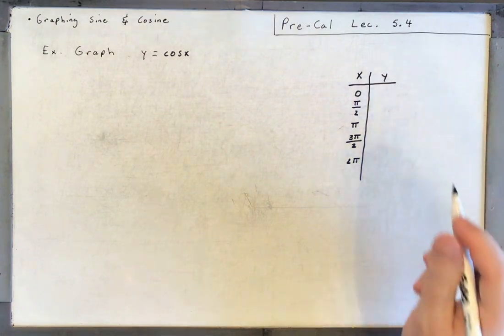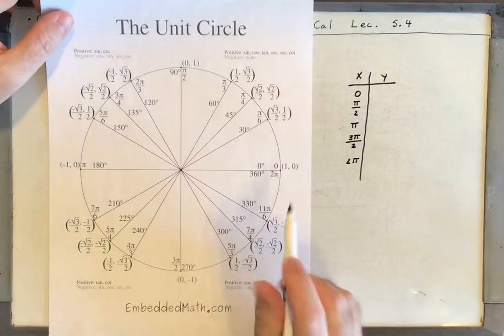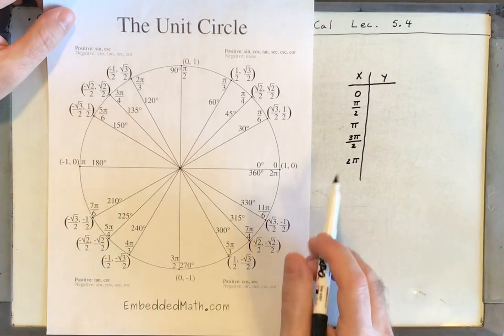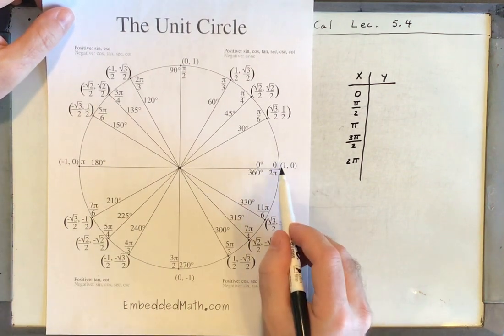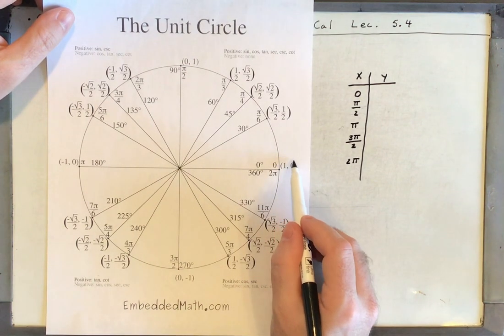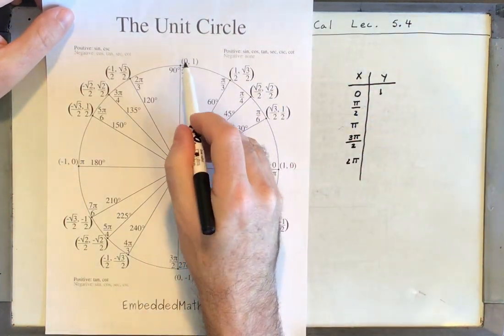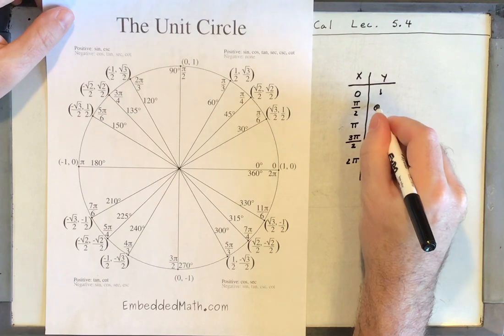All right, what is the value of cosine at 0 radians? Well, it's 1. Remember, cosine goes first. The way I remember it's cosine and sine is it's alphabetical. All right, C comes before S. So that's 1. At pi over 2, cosine is 0.